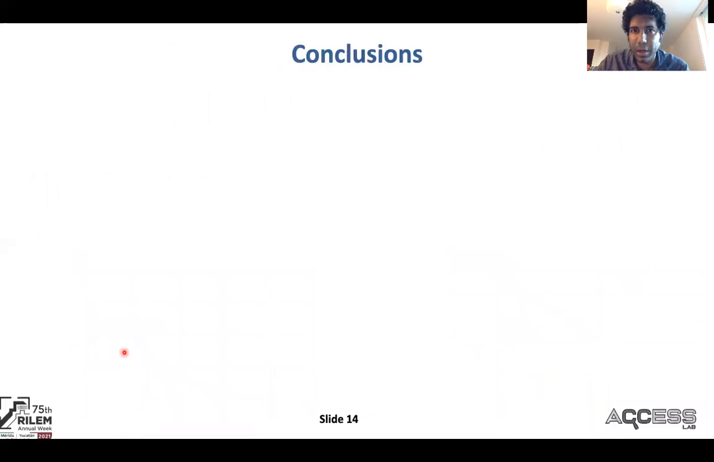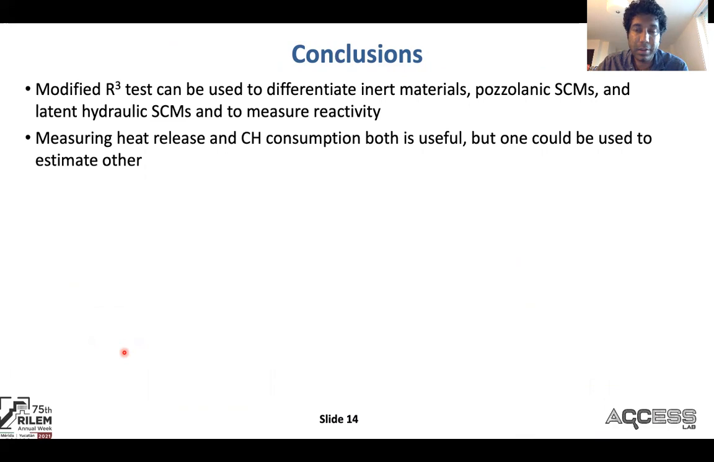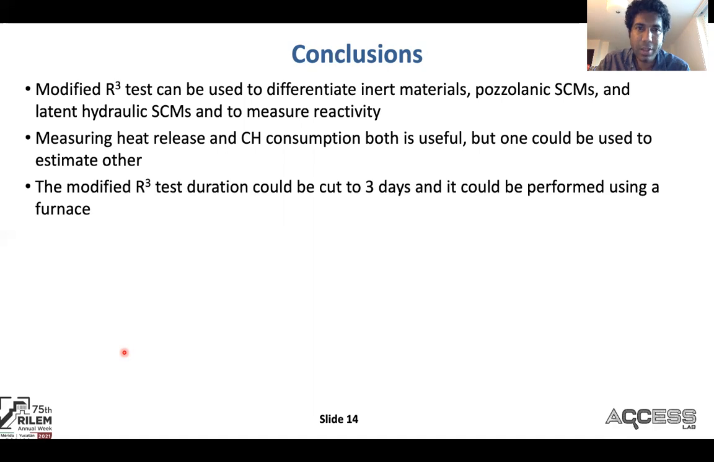So with that, I'd like to conclude my presentation. The most important conclusions that we see is the modified R3 is really an important method. You can use it to differentiate inert materials, pozzolanic and latent hydraulic SEMs. You can get a measure of reactivity. And really getting two measures, the heat release and the calcium hydroxide consumption, is probably the way to go. But you can estimate one from the other if need be.